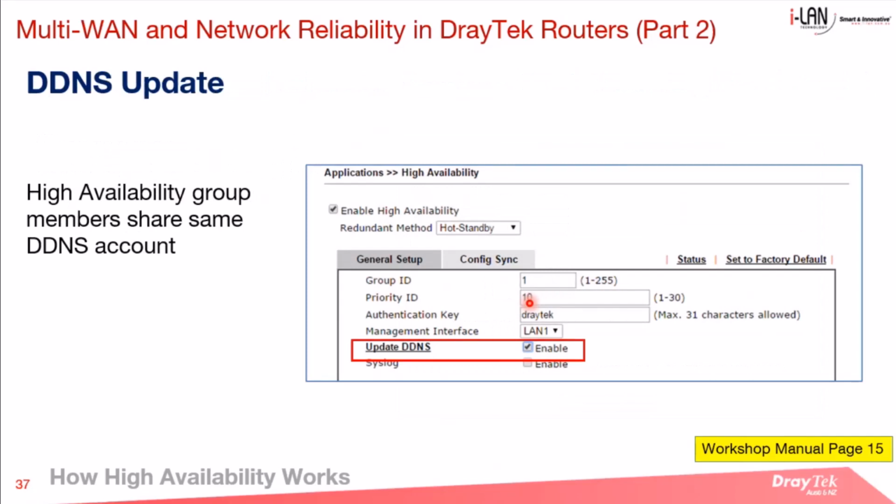Okay, the update of DNS option allows the same dynamic DNS account to be shared between all members of the high availability group. What this means is that when the secondary router becomes the primary, the DDNS profile will also be updated. This allows the network to still be accessible from the internet through the DDNS domain. So it also includes the DDNS function as well. You just need to enable it.